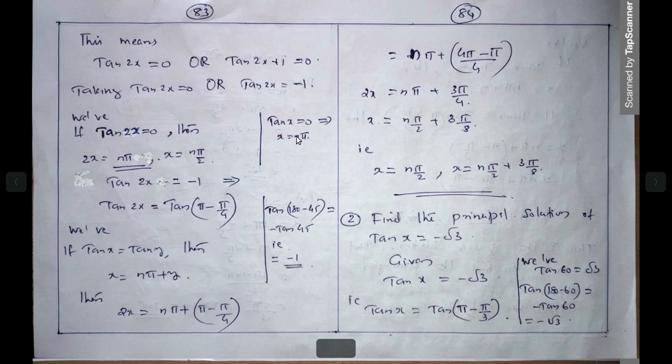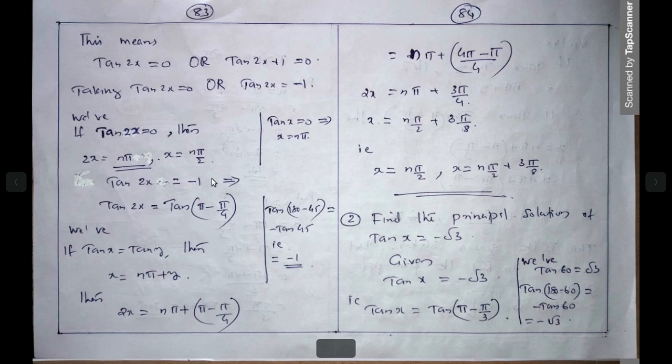N pi. Okay. So when tan 2x is equal to 0, 2x is equal to n pi. Here x is equal to n pi, but here given 2x is equal to n pi. So you can transpose this 2 to the right side, then x is equal to what? N pi by 2.